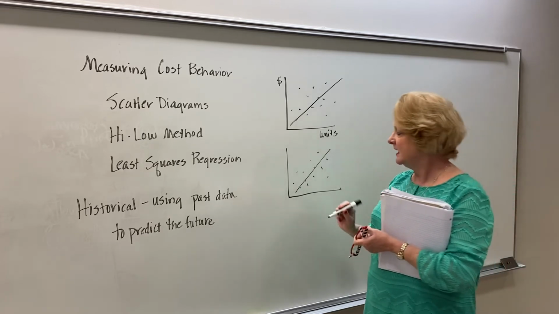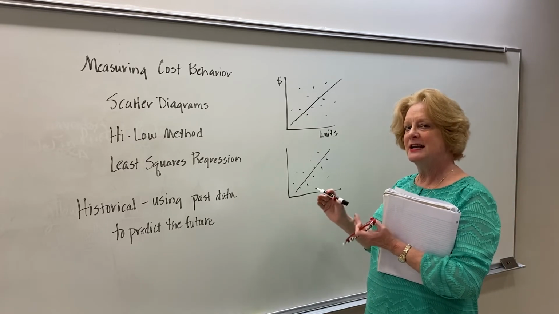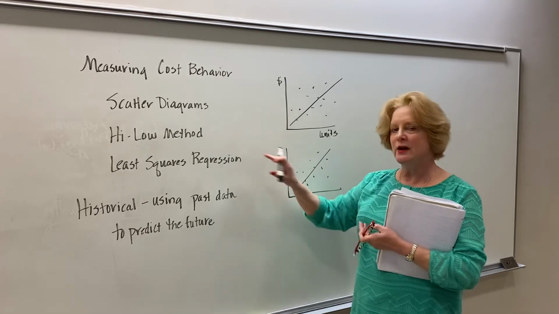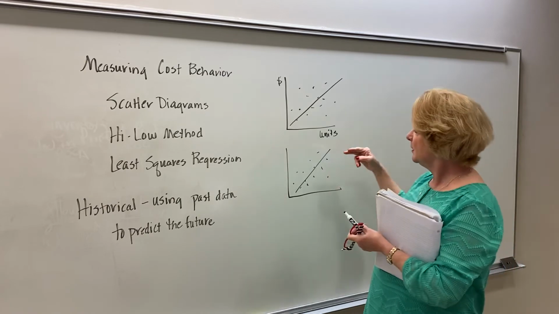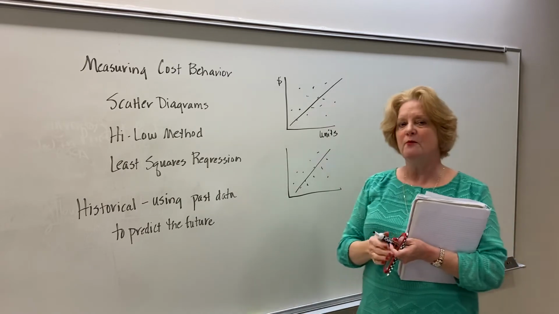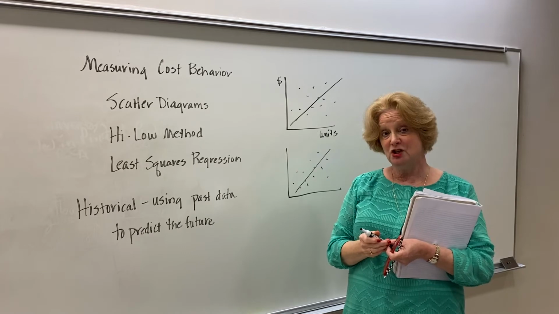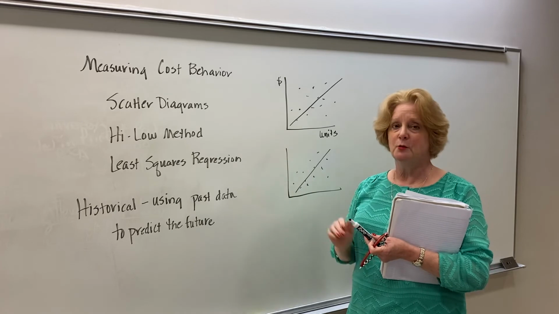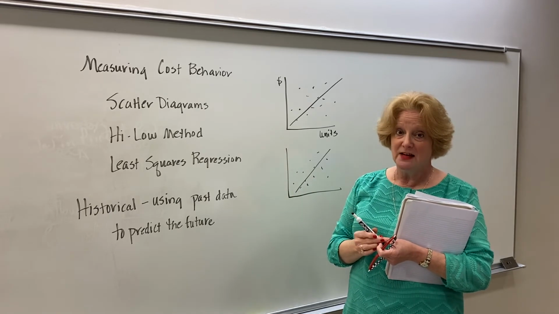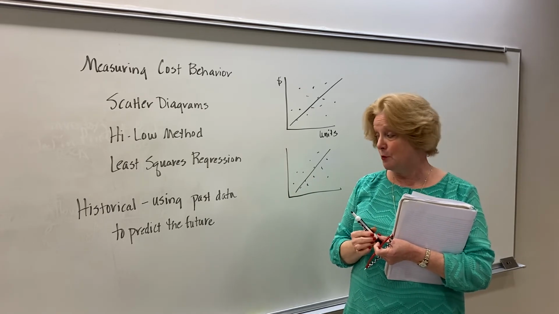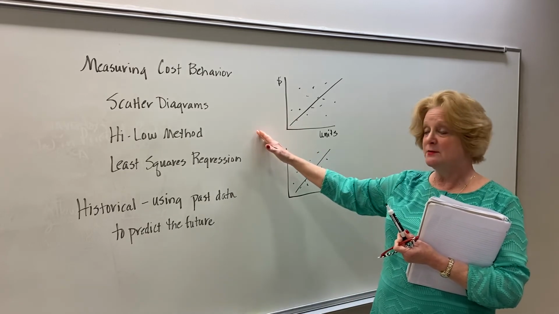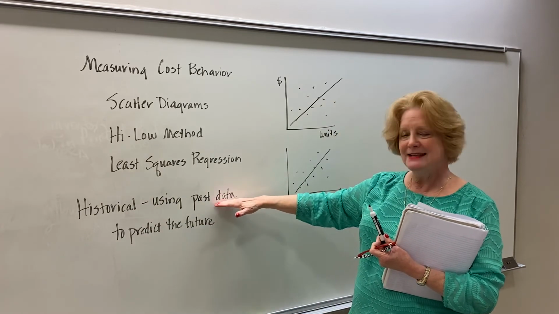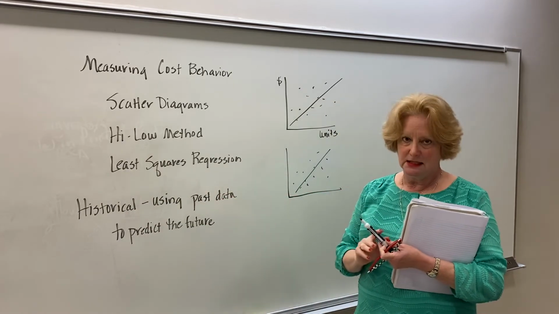The best way to actually find the slope of your line and determine where your fixed and variable components lie would be least squares regression. This would take your components from before and put them in an Excel spreadsheet and let least squares regression work and tell you exactly how much of your cost would be fixed and how much would be variable. All three of these methods are using historical data or past data to predict future events.